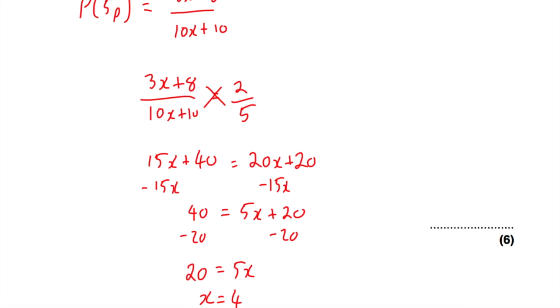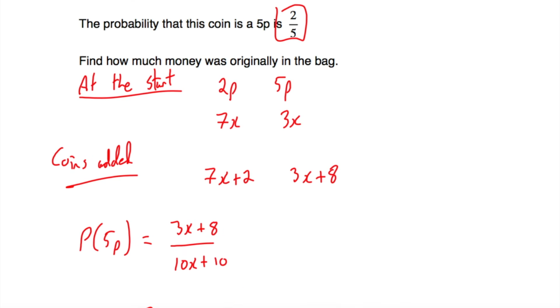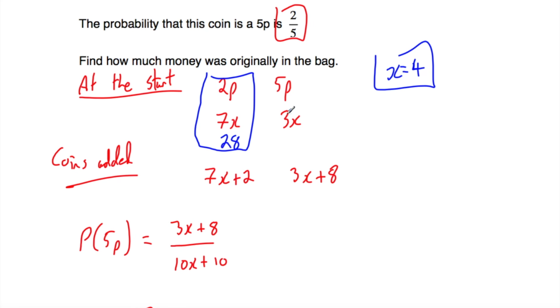So now we know what x is, we can go back up, and we're asked how much money was originally in the bag. Well, I'm just going to change colour ink here to blue. We know that x is equal to 4, so we can substitute that in. 7 times 4 would be equal to 28, so there's 28 2p coins in the bag to begin with. And 3 times 4 is equal to 12, so that means there was 12 5p coins in the bag to begin with.